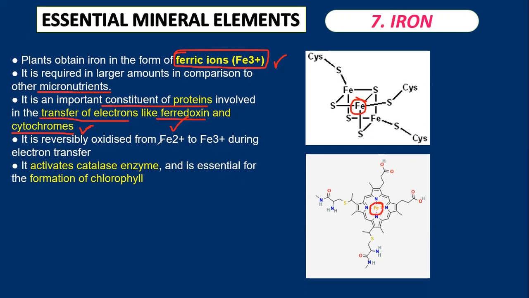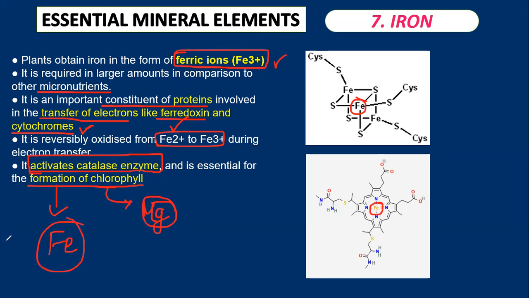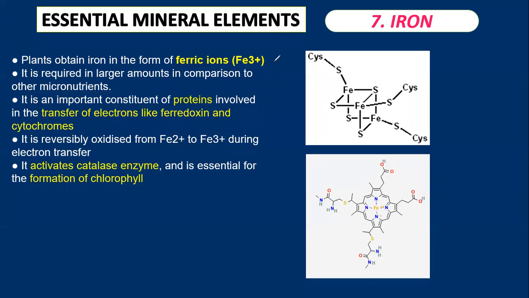It is reversibly oxidized from Fe2+ to Fe3+ during electron transfer. It activates the catalase enzyme. So which is the mineral element required for the activation of the catalase enzyme? It is iron. Iron is also important for the formation of chlorophyll. But in the chlorophyll structure, which element is present? It is magnesium which forms the ring structure of chlorophyll. Clear? So these are some of the important points from this chapter.